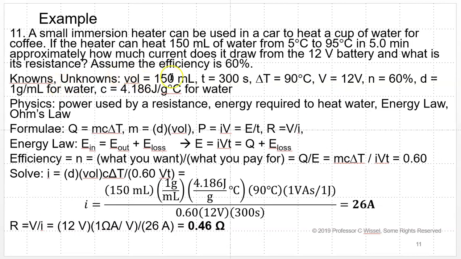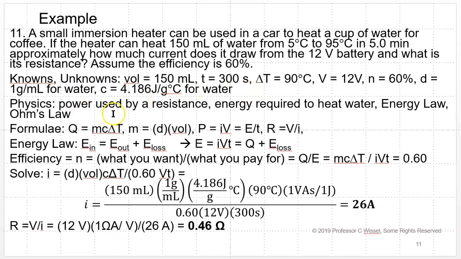Okay, we know the volume of the water is 150 milliliters. The time is 300 seconds, that's just the 5 minutes converted to seconds. Delta T, which is the temperature rise, is 90 degrees C. The voltage is 12 volts. The efficiency is 60%. And the density of water is 1 gram per milliliter, and the specific heat for water is 4.186 joules per gram degree C. Of course, you can look that up.